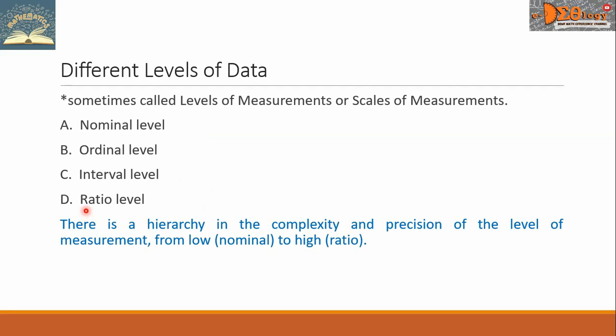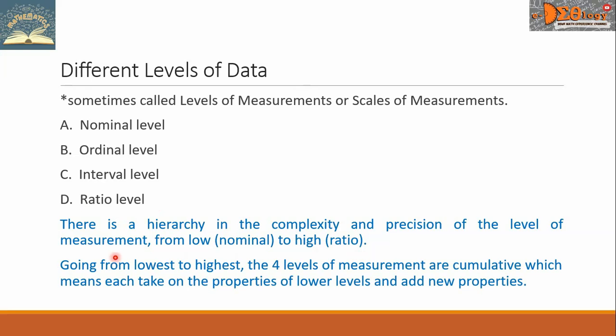We say that there is a hierarchy in the complexity and precision of the level of measurement, from low, that is the nominal level, to high, and that is the ratio level. Going from lowest to highest, the four levels of measurement are cumulative, which means each takes on the properties of lower levels and adds new properties.